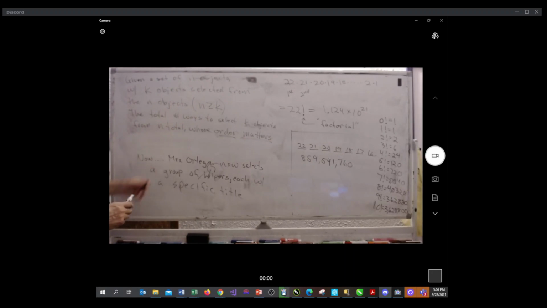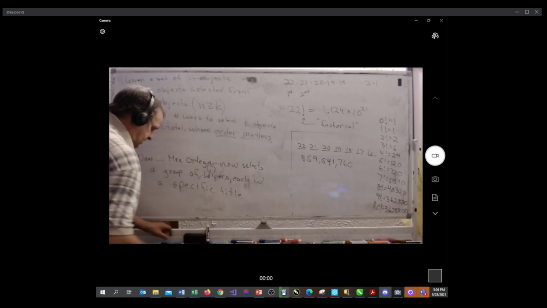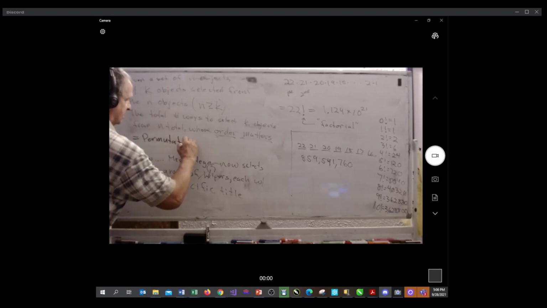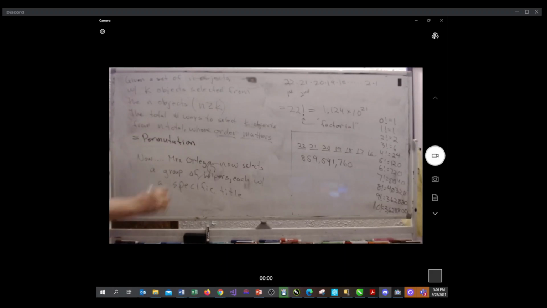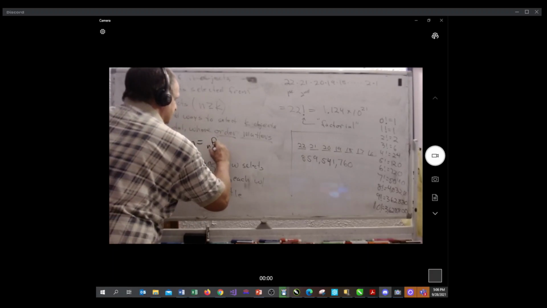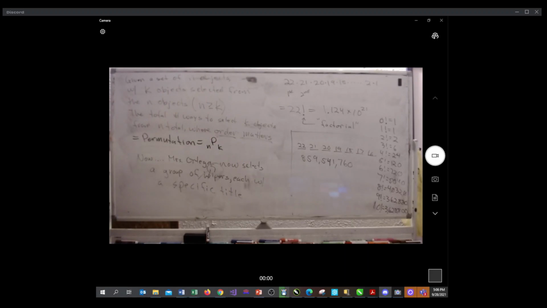I assume the black marker is kind of running out of gas. Is that correct? It sure looks like it to me. Okay, let me switch. This is called a permutation. This is coming through a lot better, is it not? Permutation, which is written P of n, k. Are you familiar with that notation, guys? Have you seen this before? Have you heard of the term permutation?